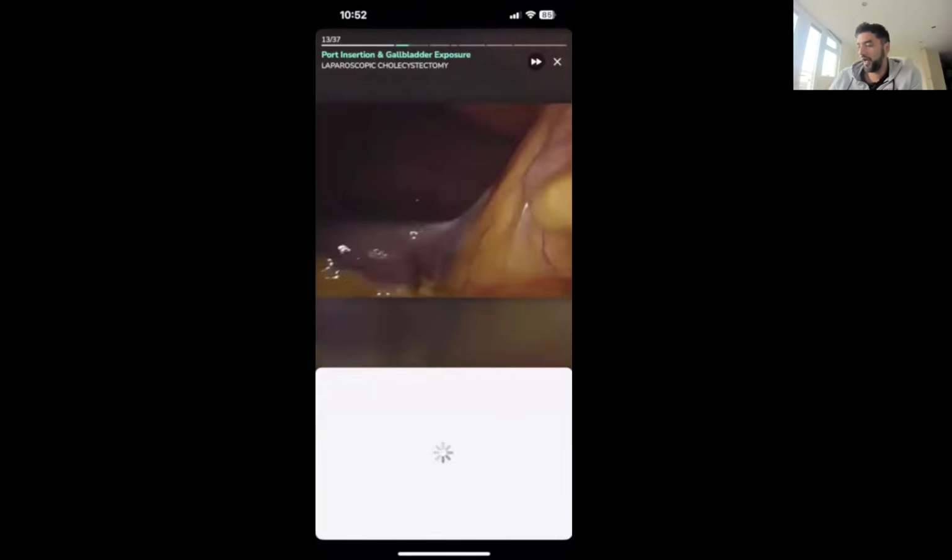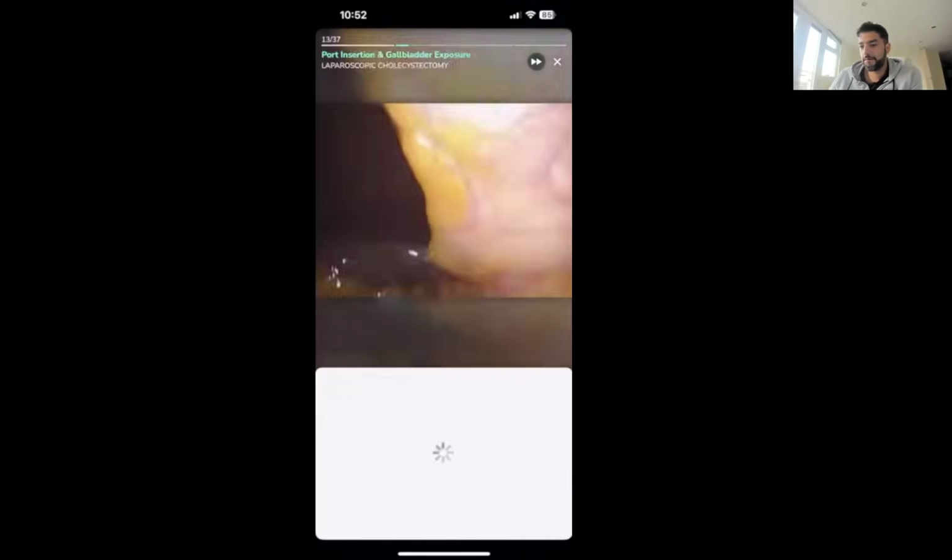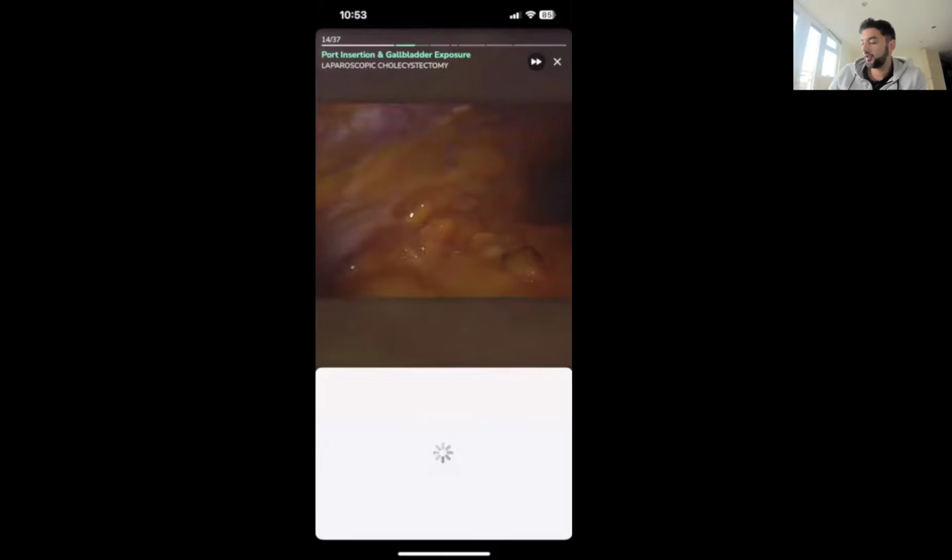So all of that stuff is fat. And now what they're doing is they're putting in the other port. Remember that the idea of keyhole surgery is that there's one big port which has the camera in, and then you have two other little ports where you put your instruments through. So what they're doing now is they're making the incisions for the other ports. You'll see in a second something is coming through that wall. So that's where they've just put in the other incisions where the instruments will come in.